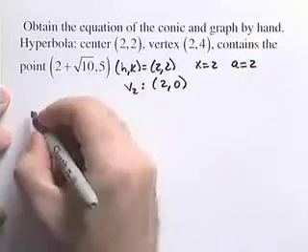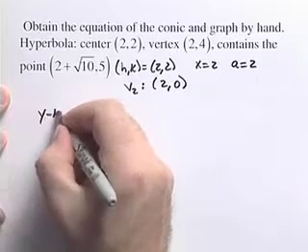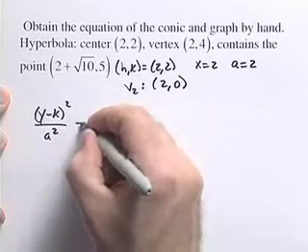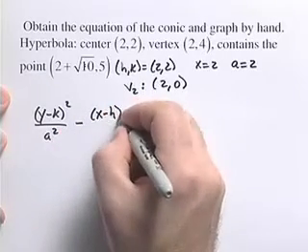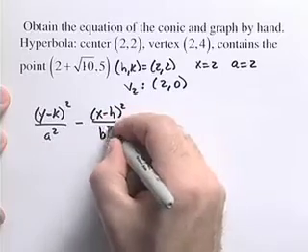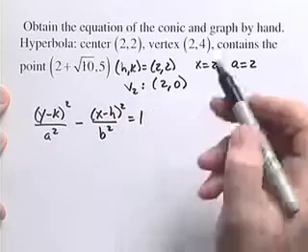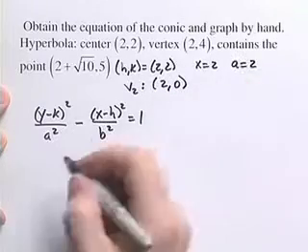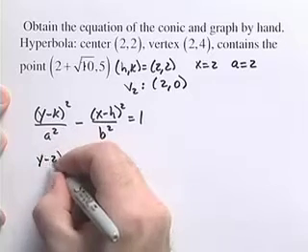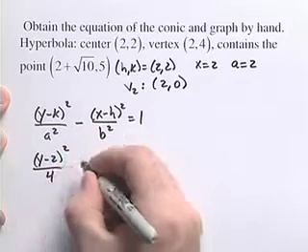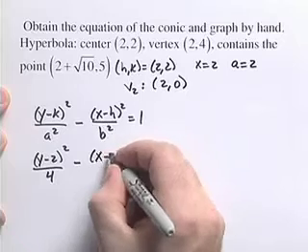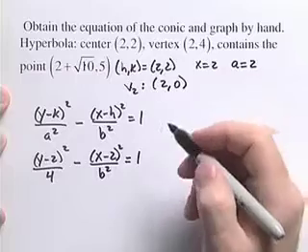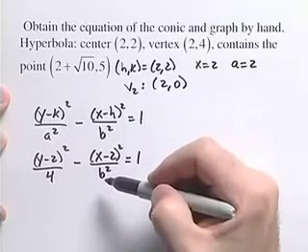The form of our equation then is going to be (y - k)² / a² - (x - h)² / b² = 1. We know that h is 2, k is 2, and that a is equal to 2. So that gives us the form (y - 2)² / 4 - (x - 2)² / b² = 1. We still need to determine the value for b².